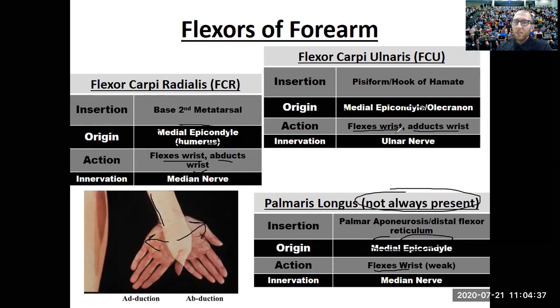Furthermore, they also have a difference in the nerve. So the flexor carpi ulnaris is the one muscle on the flexor side that's innervated by the ulnar nerve. The median nerve pretty much does everything else on the flexor side, but that ulnaris, it has the word ulnar in it, is the ulnar nerve.